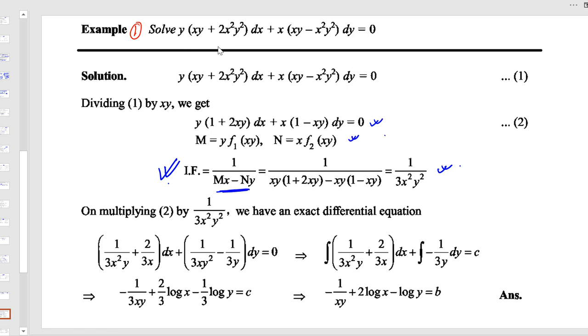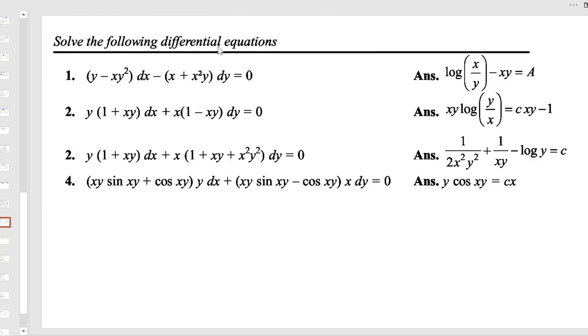And in this case, again we apply the exact differential equation. From there you apply step 1, 2 and 3, then you get this solution. So try to verify. And these are your practice problems.